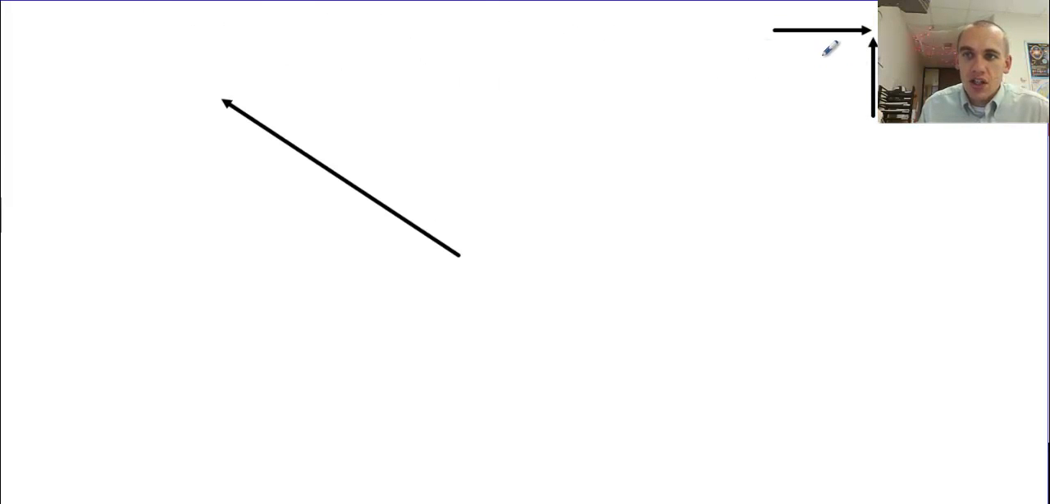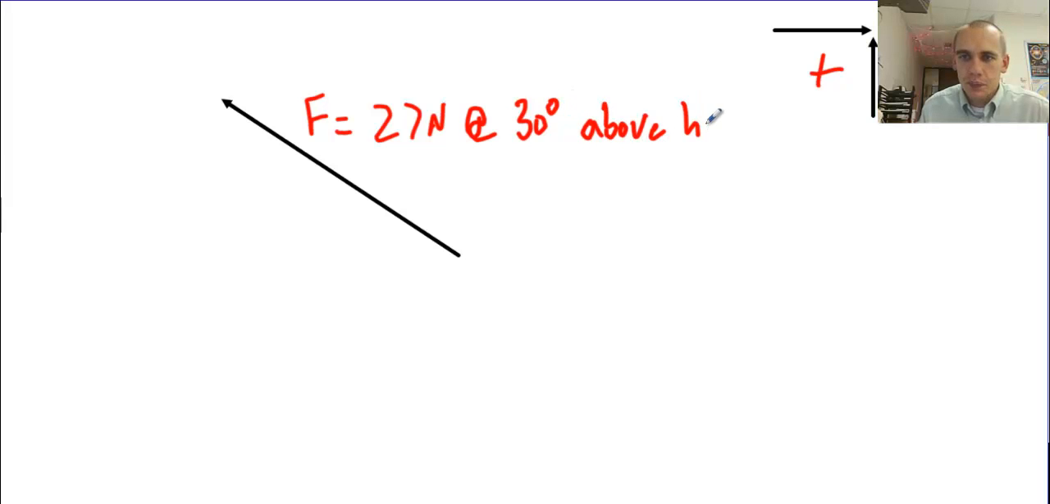So I'm not going to change that. These are both positive directions. The difference is one is positive in x and the other is positive in y. So I've got to reflect that when I actually find my components of this vector. So let's say that this vector, this is some force, say, and it's equal to 27 newtons. And let's say that it's at 30 degrees above horizontal.